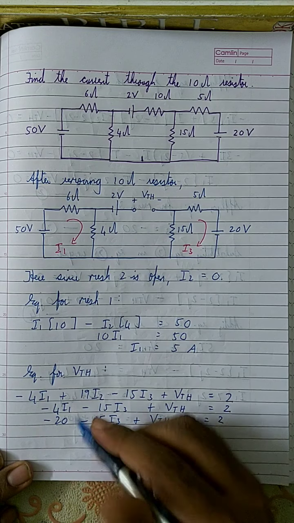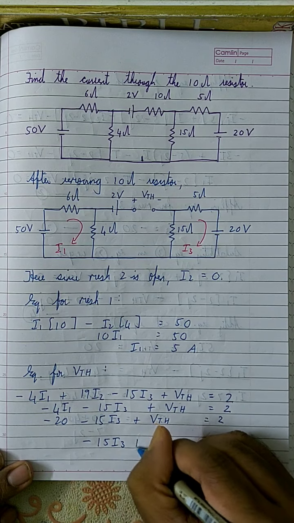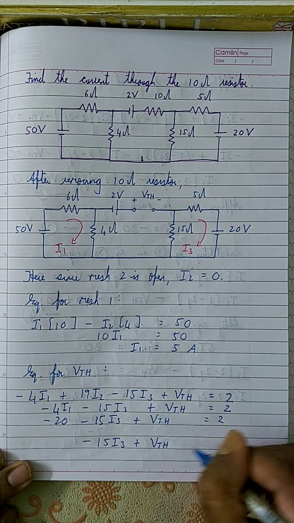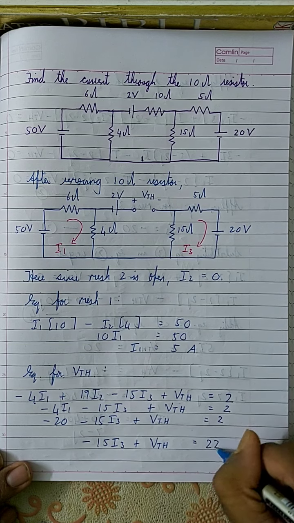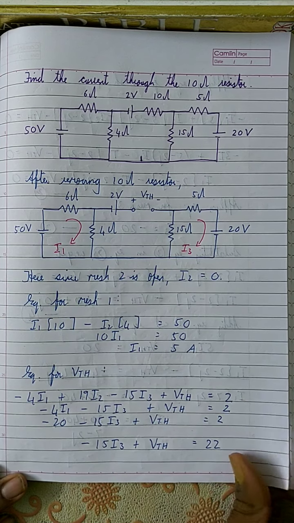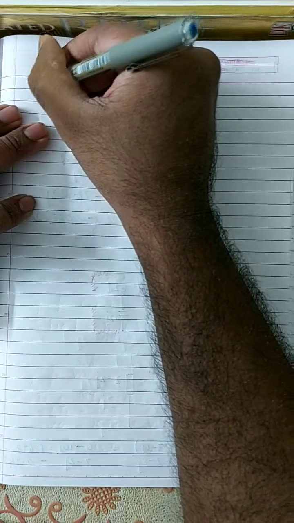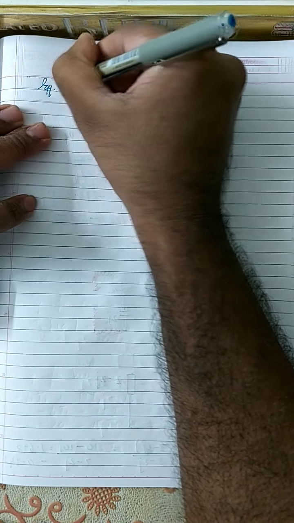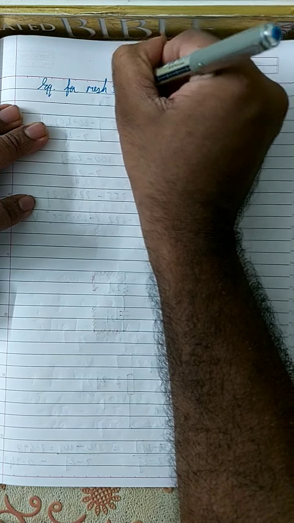So when you bring it over here, it will become minus 15I3 plus VTH is equal to 2 plus 20, which is 22. So this is the equation. This is one equation we found. Now I am going to write the equation for mesh 3. So equation for mesh 3.